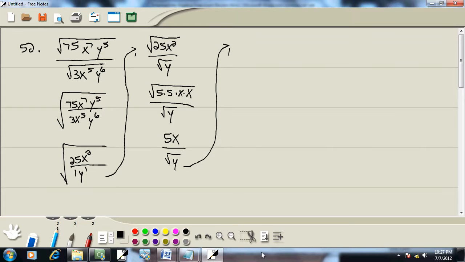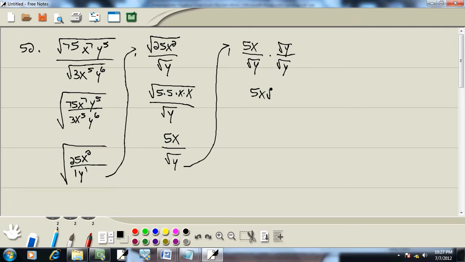Now, there's two things we can't have when dealing with radicals and fractions. We can't have a fraction inside of a radical, and we can't have a radical in the denominator. So here we're going to multiply the top and bottom by the square root of y to get rid of that. And we'll see why it disappears here in a second.